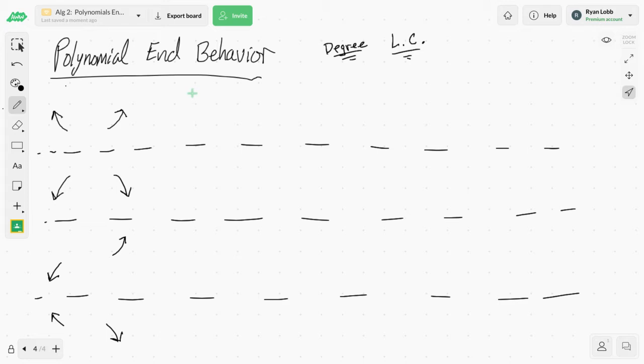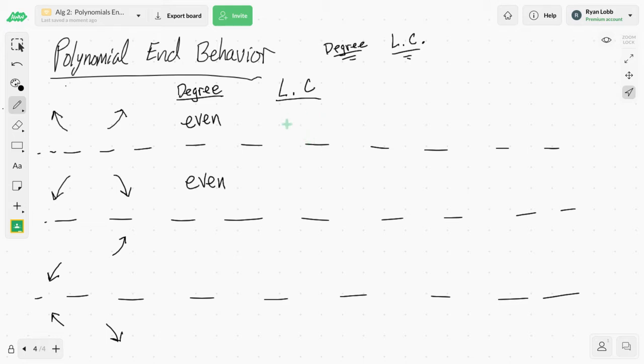We can make a little table. In both of these scenarios, the degree is even. So if the degree is even, then both sides either go up or both sides go down. Think even, the same, equal. Now, what about the leading coefficient?